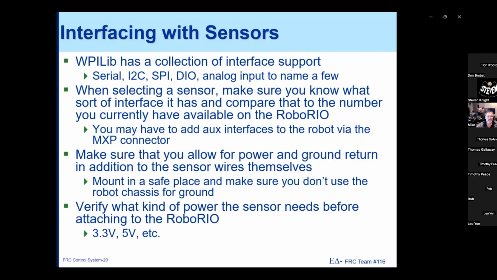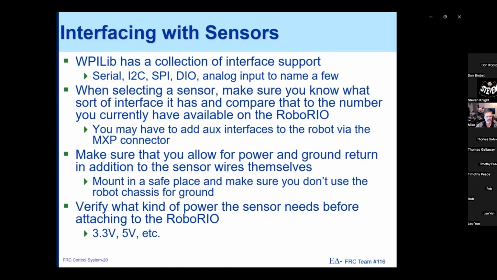When you're selecting a sensor, you need to make sure you know what kind of interface it has and compare that to the number that you currently have available on the RoboRio. If I'm trying to wire the SPI bus, for instance, SPI bus only supports 4 peripherals. So if you have a 5th peripheral that talks to SPI bus, then you'll probably have to use some extension, maybe using an Arduino or a Raspberry Pi as an auxiliary processor to sample that particular sensor and then communicate via Ethernet into the RoboRio itself.